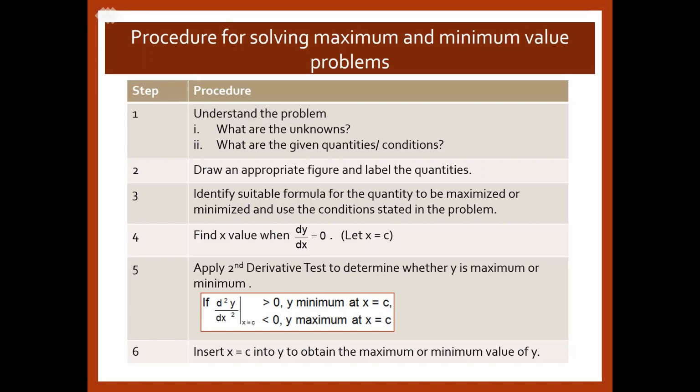1. Understand the problem. 2. Draw an appropriate figure and label the quantities. 3. Identify the suitable formula for the problem. 4. Find the x value when dy over dx is equal to 0. 5. Apply the second derivative test to determine whether y is maximum or minimum. And finally, insert x equal to c into y in order to obtain the maximum or minimum value of y.